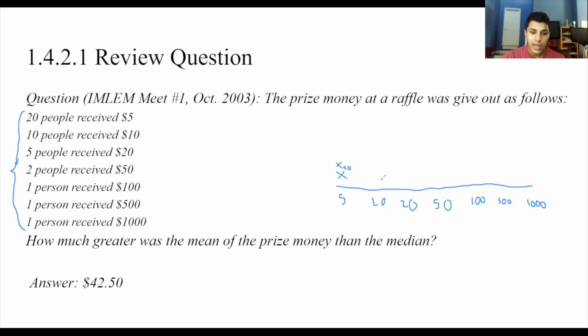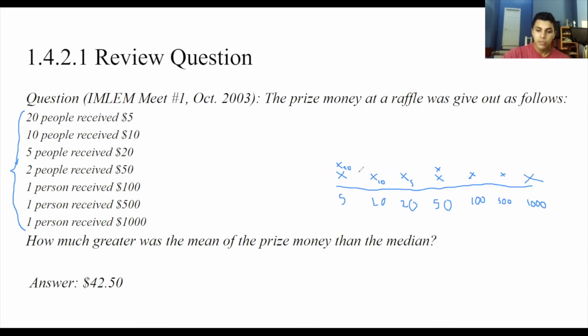Above the 10, I would have 10 X's, so I'll just write a little X 10 here. Above the 5 or above the 20, I would have 5 X's, so I'm not going to write those all out again. Above the 50, I would have 2 X's, so X and X. Above the 100, I'd have 1. Above the 500, I'd have 1. And above the 1,000, I'd also have 1.